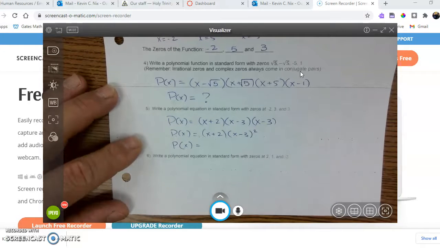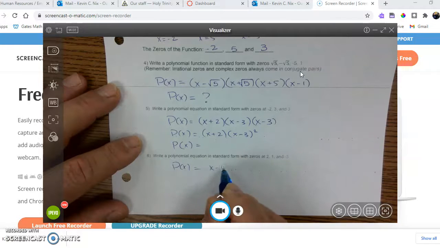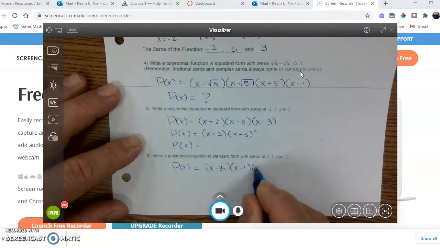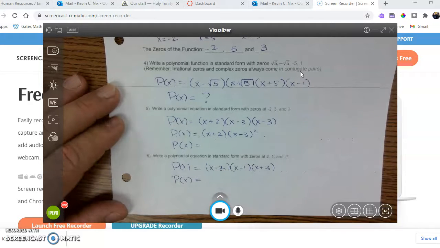All right, one more. P of x equals x minus 2, x minus 1, and x plus 3. And again, we'll finish this last step in class. Okay? Let's flip it over.